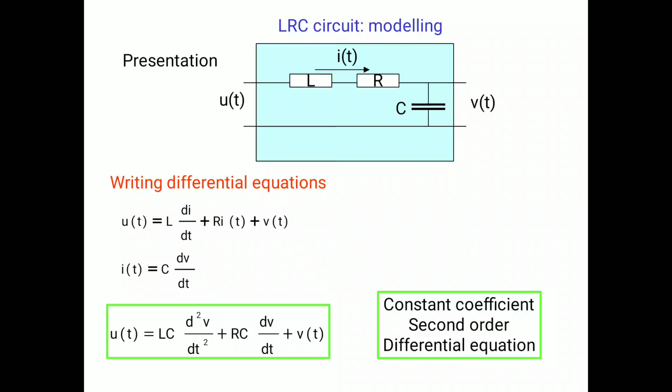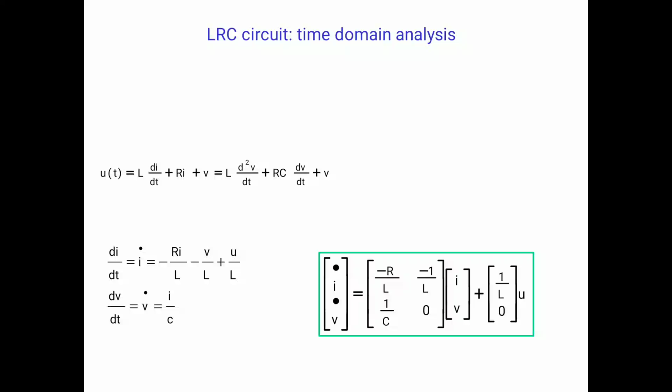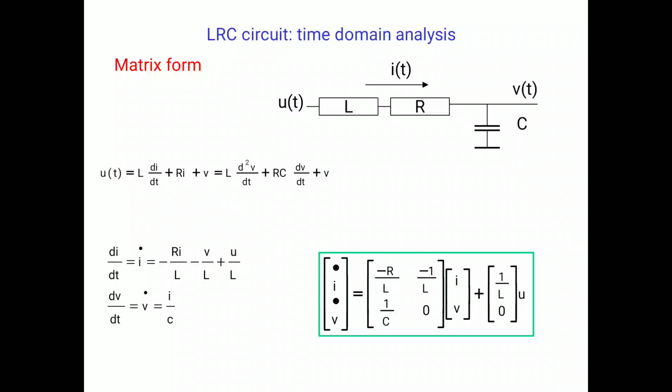So the constant coefficient second order differential equation that we are getting, from that we can find out the state space equations. For the RLC circuit we can find out the state space equation, because the state space equation consists of x dot of t, that is, the derivative of the input equation, di by dt. So it becomes minus R by L i minus v by L plus u by L, and dv by dt, that is v dot, is i by C.